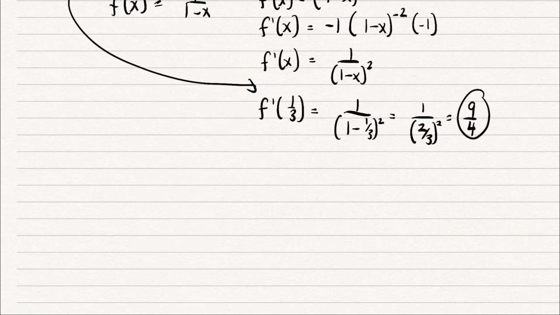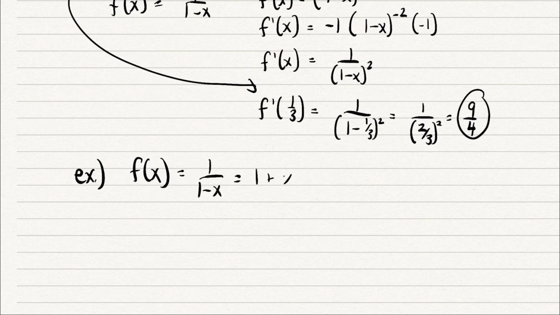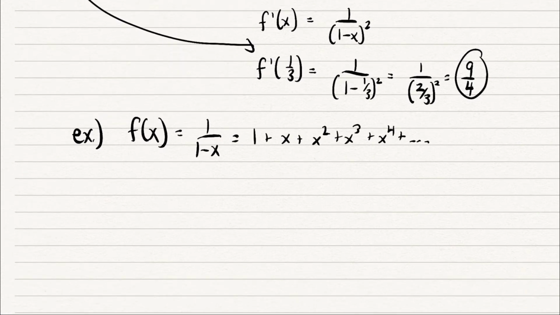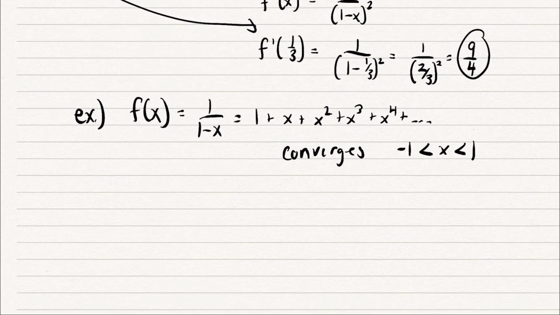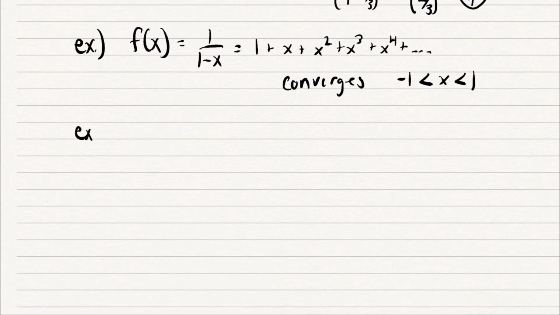The next one, I'm going to rewrite the series again, just so that I have them available. So f of x is equal to 1 over 1 minus x, which is equal to 1 plus x squared plus x to the third plus x to the fourth plus and so on. Remember, this converges from -1 to 1.